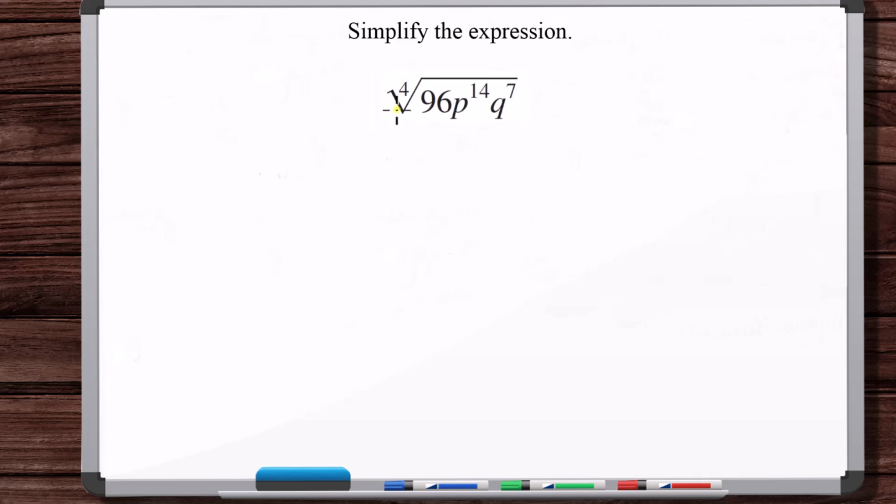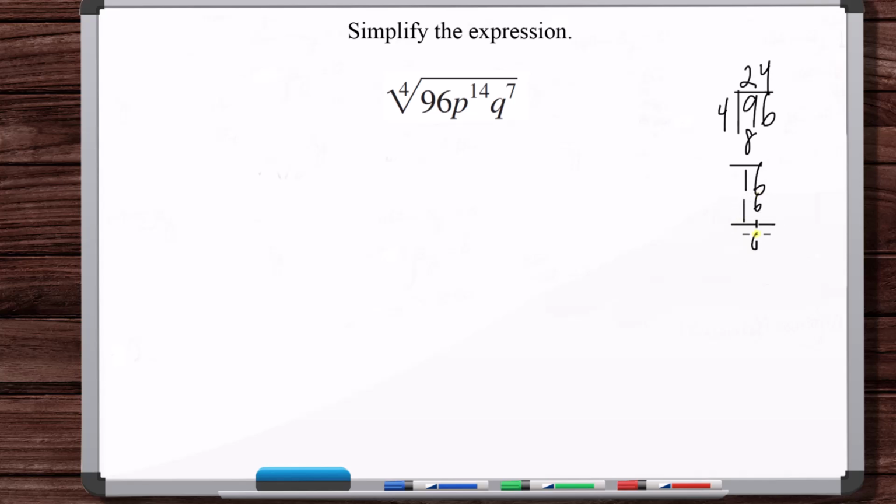Okay. Now here we've got an even index. So we have to think about the absolute value. Now, one thing to start with here is let's think about what variables we can input, any q and any p? Well, we can input any p, but we can't input a negative q because it's raised to an odd exponent. So q can't be negative, so we don't have to consider the absolute value of q or anything like that.